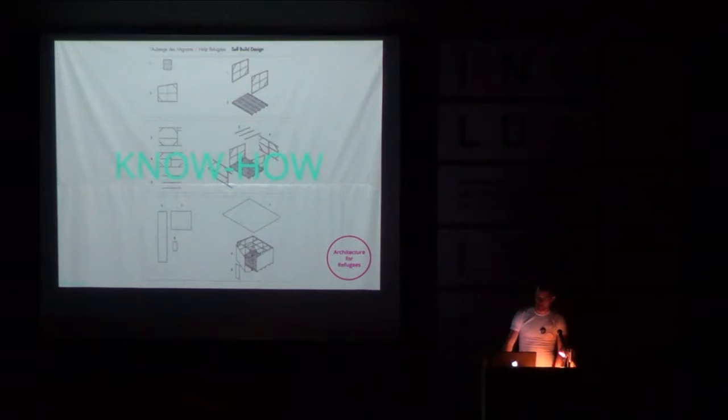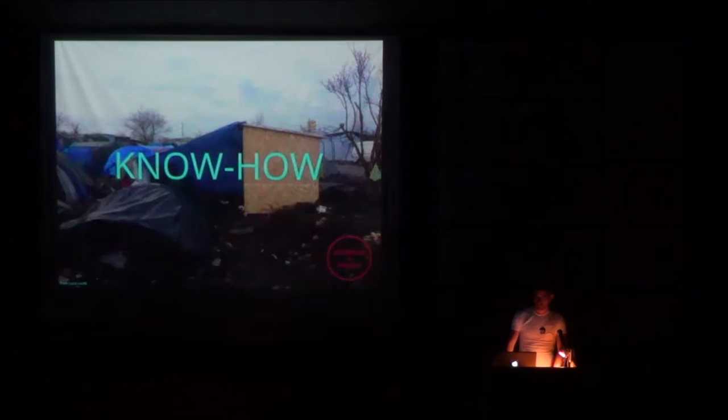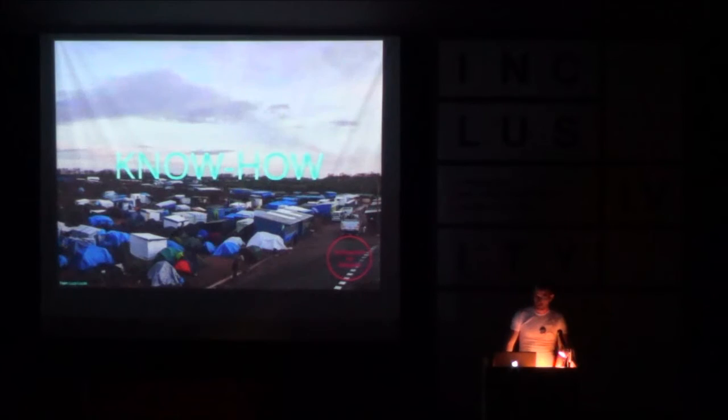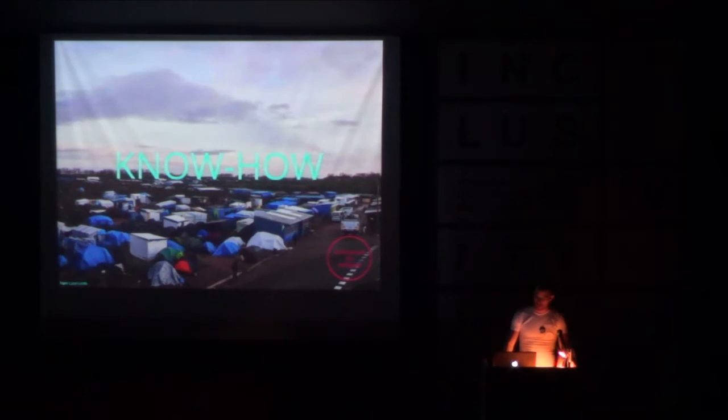So this project, for example, is a self-built design for the Calais refugee camp by an English guy called Lucas, who just drew some very simple drawings showing how you can build your own shelter. He went there, built some of these shelters with some friends and company, and then also gave the design to the users. So in the end, a lot of these shelters just popped up in the Calais camp.